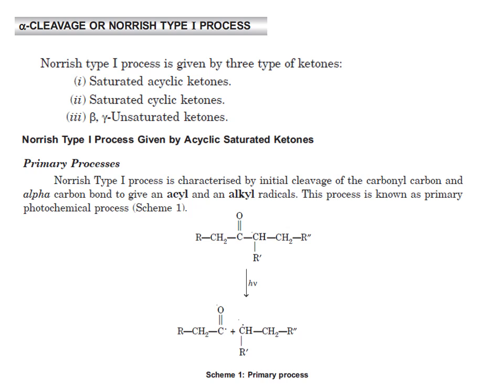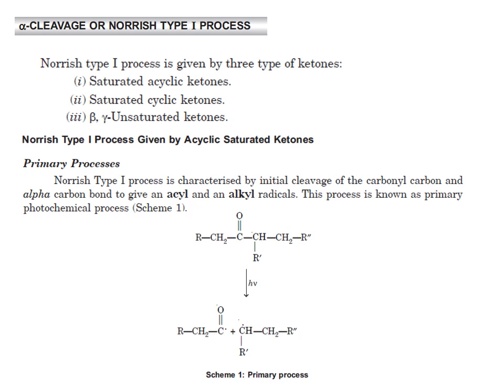At first we will discuss the Norrish Type I process for acyclic saturated ketones. For the Norrish Type I process in acyclic saturated ketones, the first process is the primary process. What happens in the primary process? It is usually characterized by the initial cleavage of the carbonyl carbon and alpha carbon bond to give an acyl as well as an alkyl radical. This process is usually known as the primary photochemical process, as shown in scheme 1.